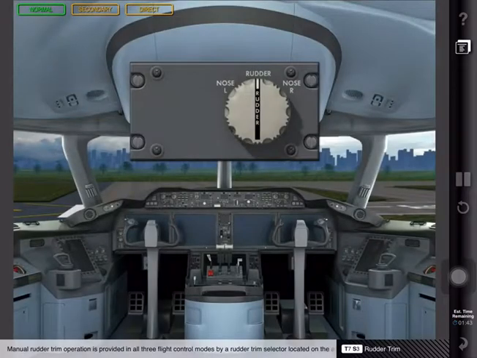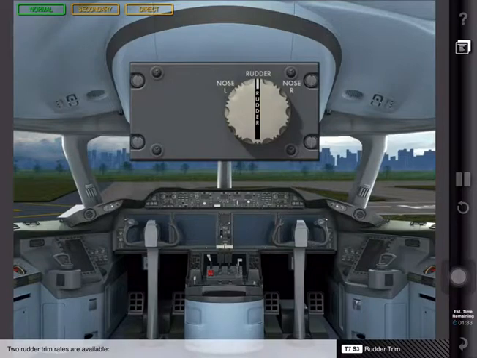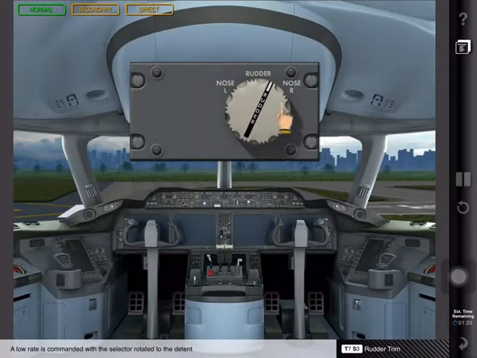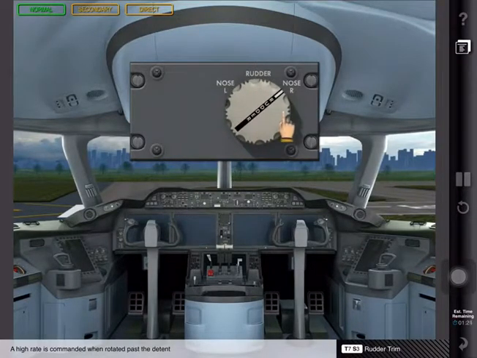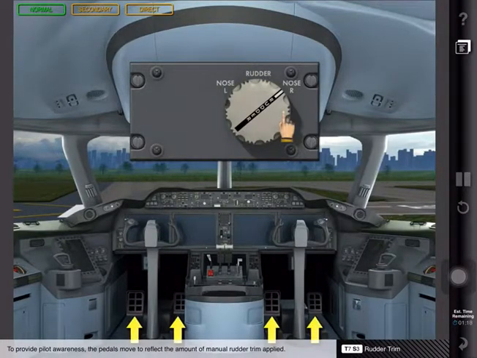Manual rudder trim operation is provided in all three flight control modes by a rudder trim selector located on the aft aisle stand. Two rudder trim rates are available. A low rate is commanded with the selector rotated to the detent, and a high rate is commanded when rotated past the detent. To provide pilot awareness, the pedals move to reflect the amount of manual rudder trim applied.